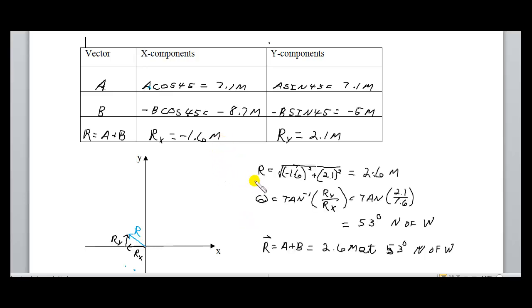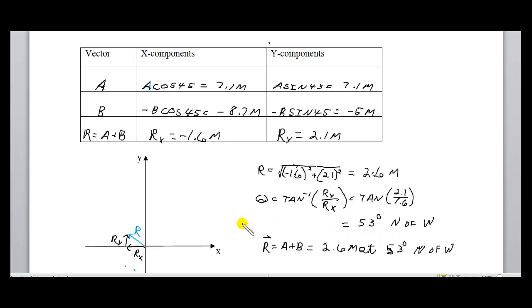So this is what I found. My resultant was found by using the Pythagorean theorem, the square root of negative 1.6 squared plus 2.1 squared, and it gave me the resultant with a magnitude of 2.6 meters. To get this angle right in here, this angle theta, I'll use the inverse tangent. It's the opposite, which is r sub y, over the adjacent, which is r sub x. And notice I'm only going to keep the magnitude of those values, 2.1 and 1.6, not negative 1.6, because I know my angle will always be less than 90 degrees if I keep the values positive. When I do that, I find the angle to be 53 degrees north of west.